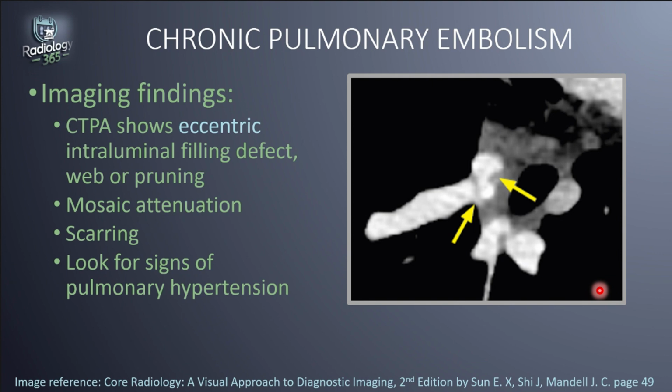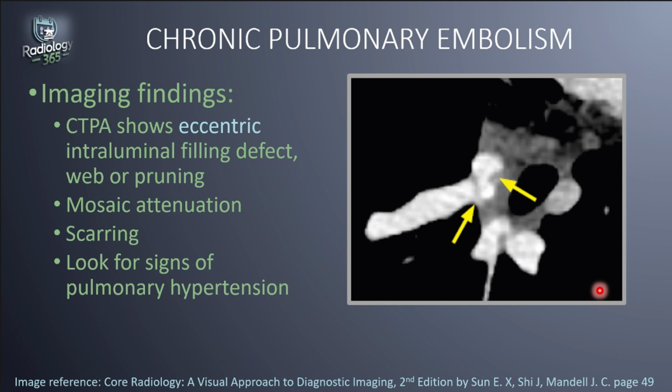And you may also see pruning or abrupt cutoff of the pulmonary artery branches. Now, note that as the acute pulmonary embolus resolves, it involutes, and that is what would cause the eccentric filling defect or the webs. It's as a result of the involution of the acute pulmonary embolus. Now, some of the parenchymal findings you would see would include mosaic attenuation, where you have two densities of the lung parenchyma. But in this case, the low density part of the lung would be the abnormal lung, and that's as a result of altered perfusion. And then the relatively higher density lung would be the normal parenchyma. You may also have occasional scarring.